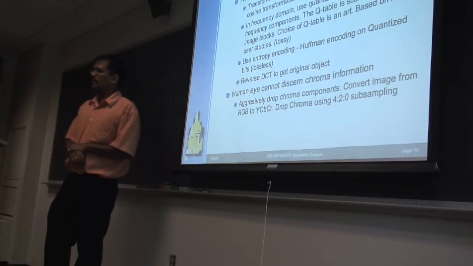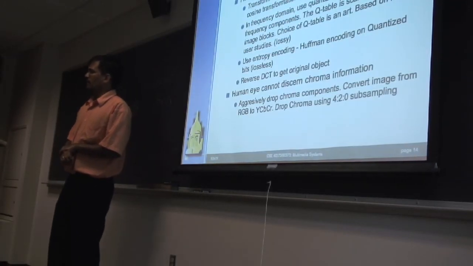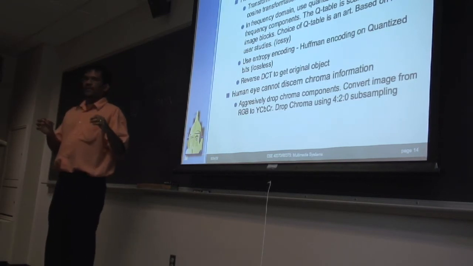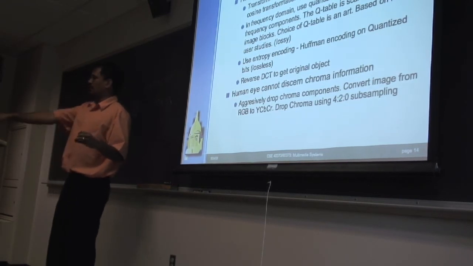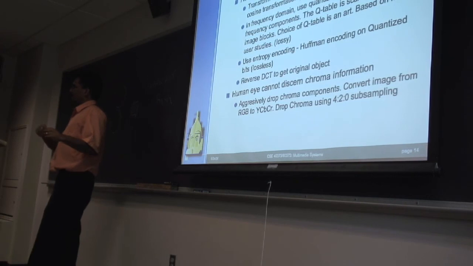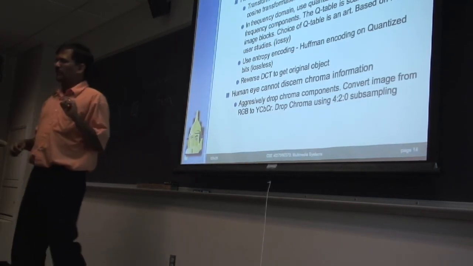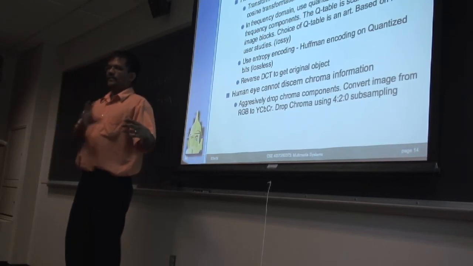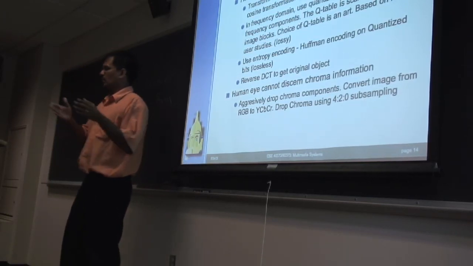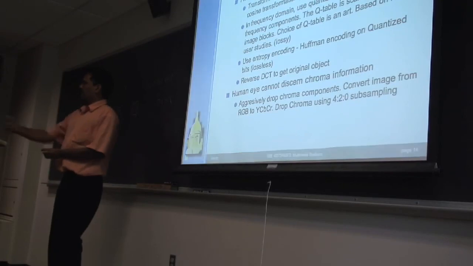So that's the claim to it. The way you get rid of color is, we know that if you go to YCbCr space, the Cb and Cr can be dropped, and you can barely notice. So you change your original image, which is in RGB format, to YCbCr, and treat them differently, treat the Y.